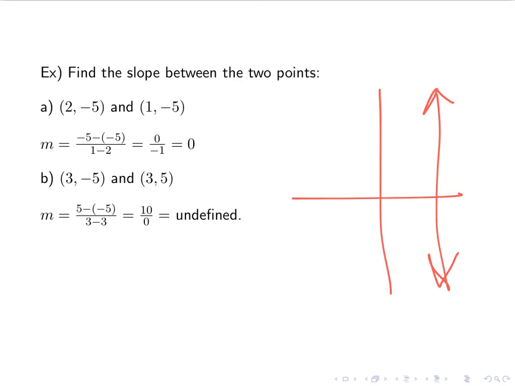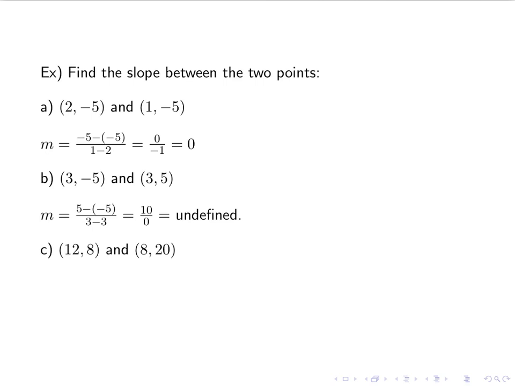So be careful when you say no slope, because some people mean a slope of 0 and some people mean an undefined slope. So try not to use the word no slope and use 0 or undefined, because they're two very, very different types of lines.